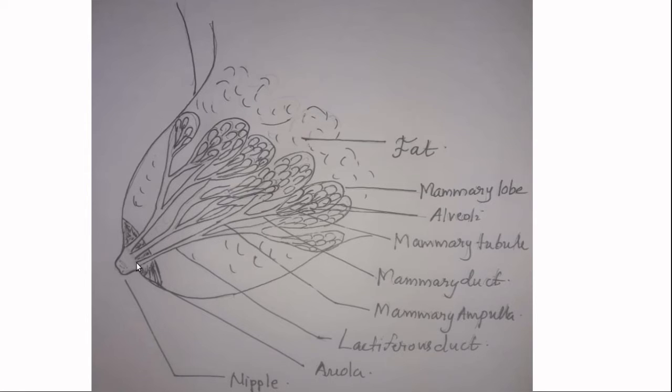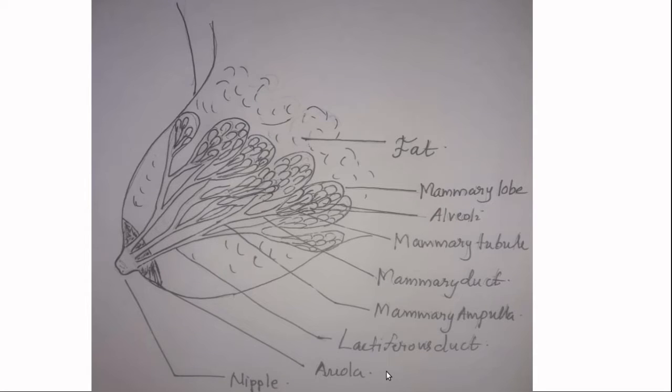This lactiferous duct opens at the tip of the breast, that is onto the nipple region, and from the nipple there are numerous pores through which the milk is ejected out. And you know that at the base of the nipple on the breast there is a dark area which is called the areola. So that's about the structure of the mammary glands. Now let's go to the next topic.